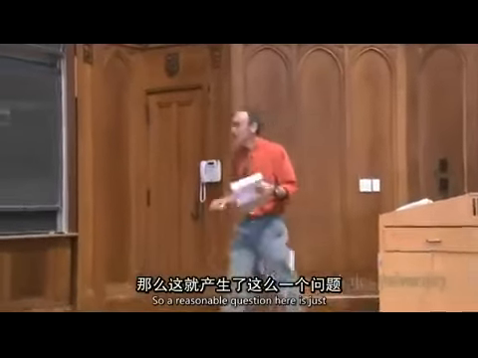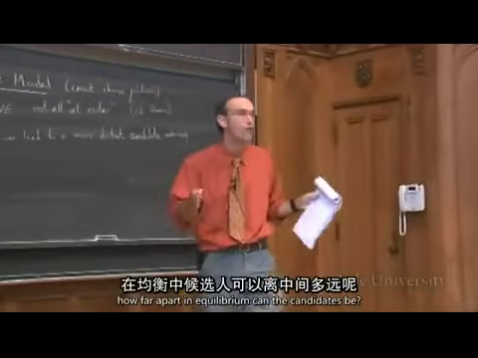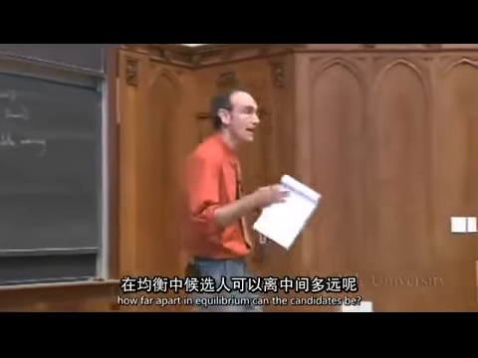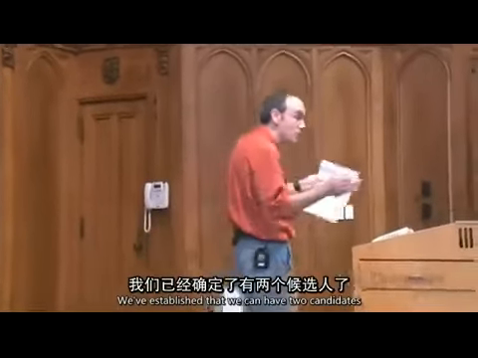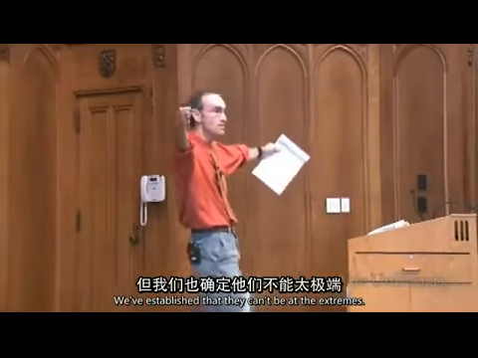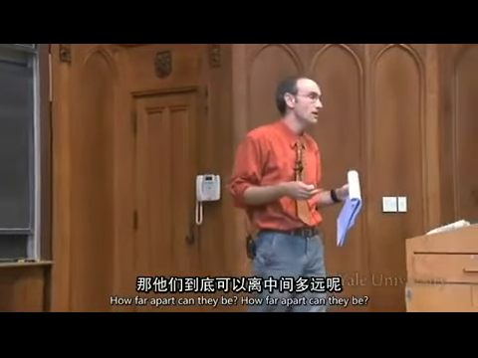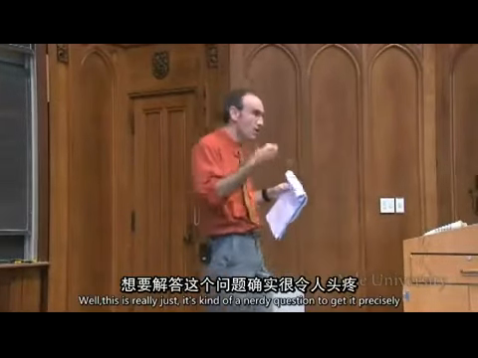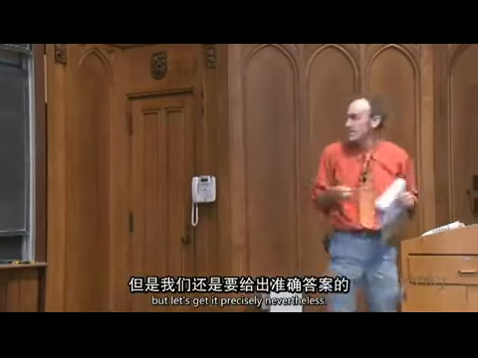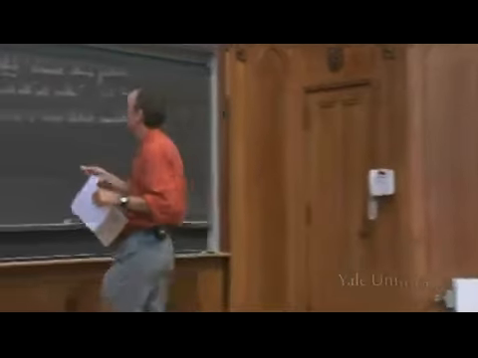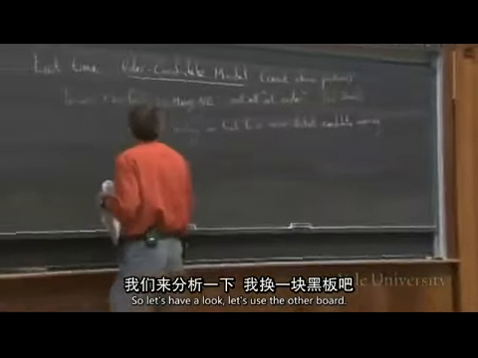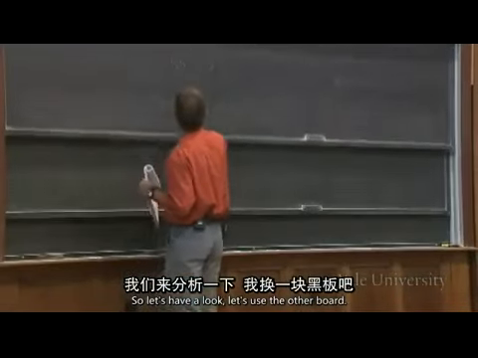So a reasonable question here is just how far apart in equilibrium can the candidates be? We've established that we can have two candidates and they needn't both be at the center. We've established that they can't be at the extremes. How far apart can they be? Well, it's kind of a nerdy question to get it precisely, but let's get it precise nevertheless. So let's have a look. Let's use the other board.